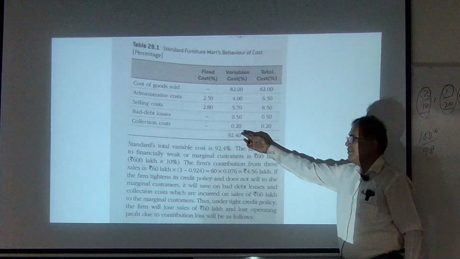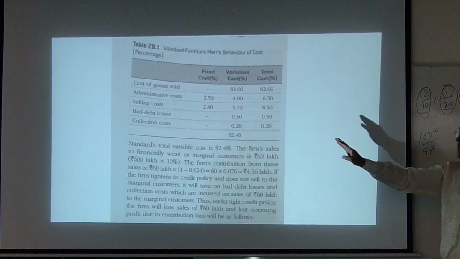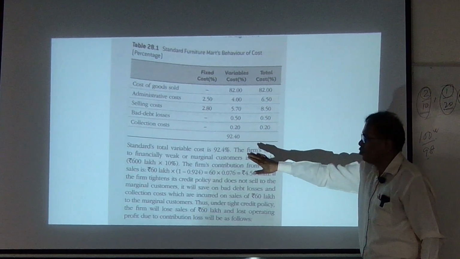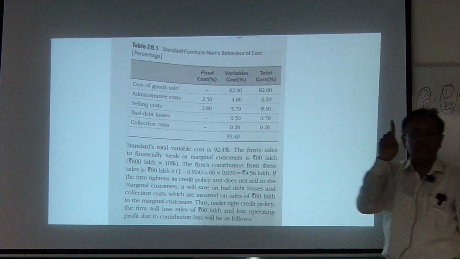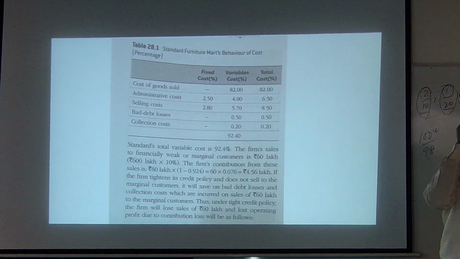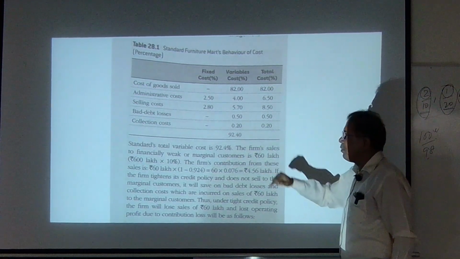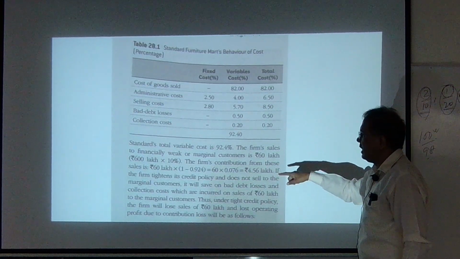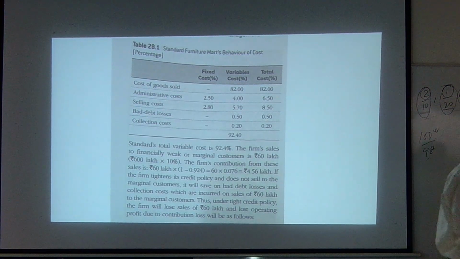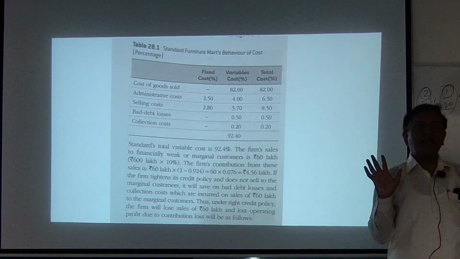तो आपके पास वेरिएबल कॉस्ट टोटल 92.4% है और इस वेरिएबल कॉस्ट के बाद द फर्म सेल्स टू फाइनेंशियली वीकर सेक्शन 60 lakhs है. ये भी क्वेश्चन में दिया हुआ था. 10% ऑफ 600 60 lakhs है. प्रॉफिट मार्जिन कितना है आपका? प्रॉफिट मार्जिन इसमें 4.56 lakhs होता है. सिंपल क्वेश्चन का आंसर देखिए कैसे आसानी से निकल सकता है.